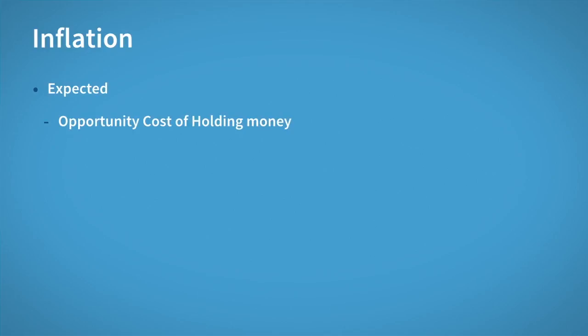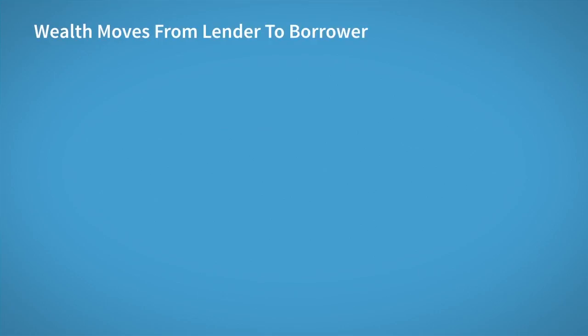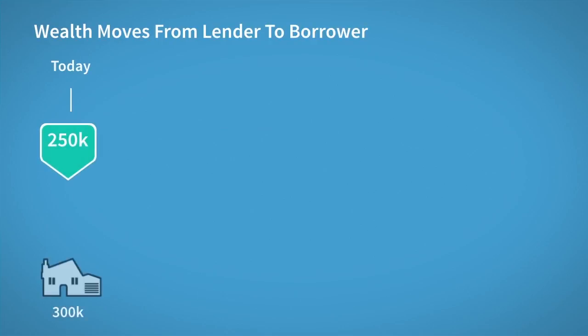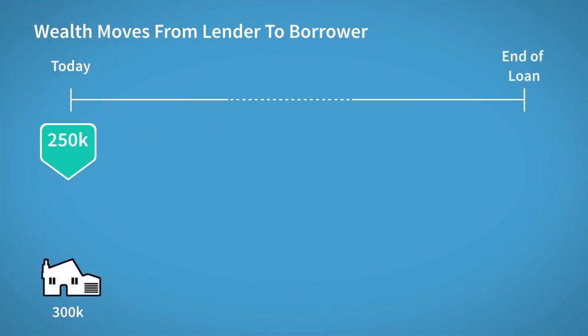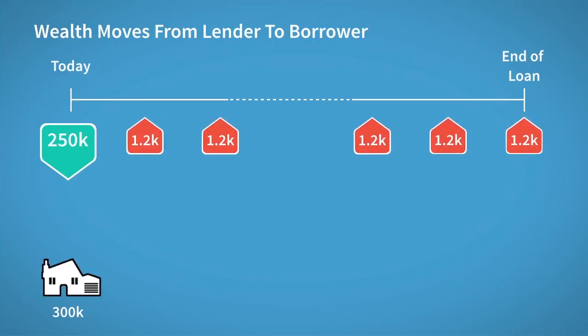Now, on the other hand, the cost associated with unexpected inflation is a little more complex. There are two major points to note here. Firstly, unexpected inflation moves wealth from lenders to borrowers. Imagine I borrow €250,000 today, and with 50 grand of my own, I buy a house for €300,000. As per the terms of the loan, I have a fixed payment of about €1,200 a month for the next 30 years. Because of inflation, the purchasing power of that fixed €1,200 repayment is going down.